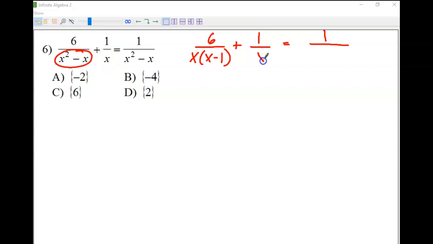This one is just x, so I'm going to leave that as x. Nothing you can do there. This one's the same one as the other one I did, so it's x times x minus 1. And now that we've done that, now we're going to multiply by the denominators, okay? So I'm going to multiply by x. Here the x's go away, here the x's go away, and here the x's go away. That leaves me with the following.